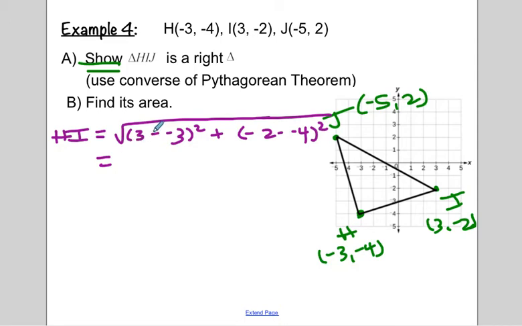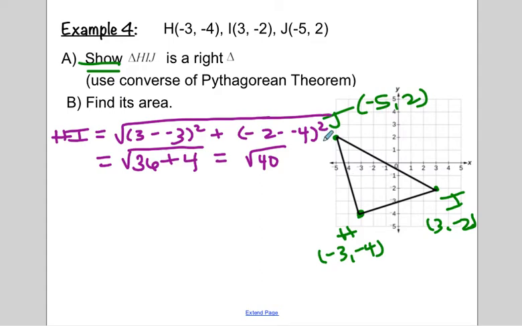This is going to give us 6 squared, which is 36. -2 plus 4 is 2, squared gives us 4. So it's 36 plus 4, and I'm going to leave it as the square root of 40. No need to simplify these. I'll show you why in a little bit. It will simplify very nicely if you just leave it as the square root of whatever. So there's HI.